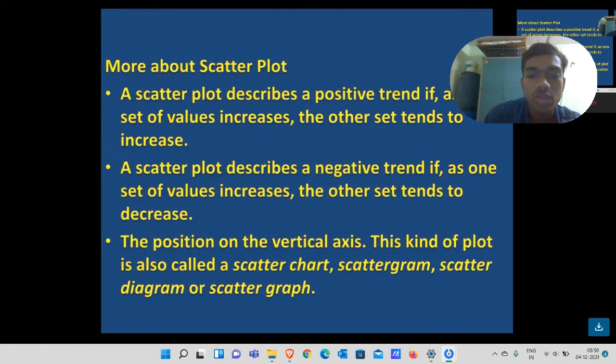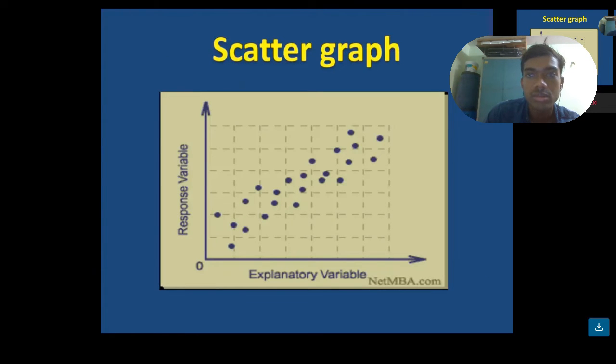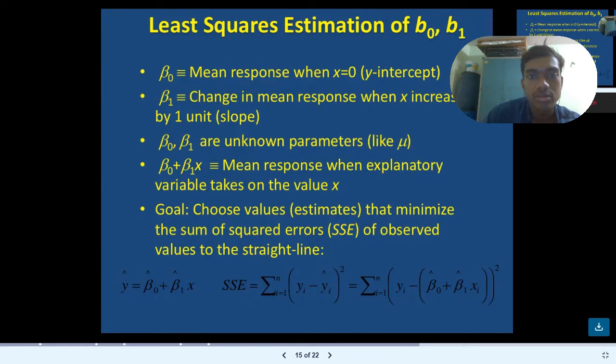The position on the vertical axis. This kind of plot is called a scatter chart, scatter graph, or scatter diagram. So now this is an example of a scatter graph. Here are the independent variable and the dependent variable, that is, the explanatory variable and the response variable, and the different values corresponding to x and y.